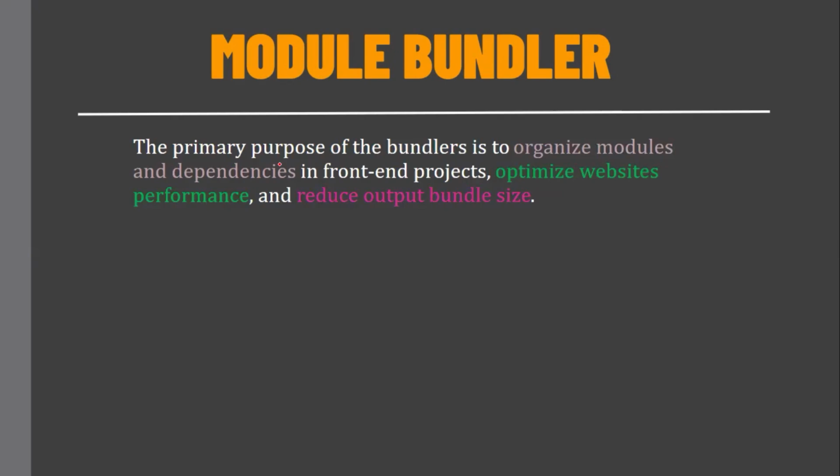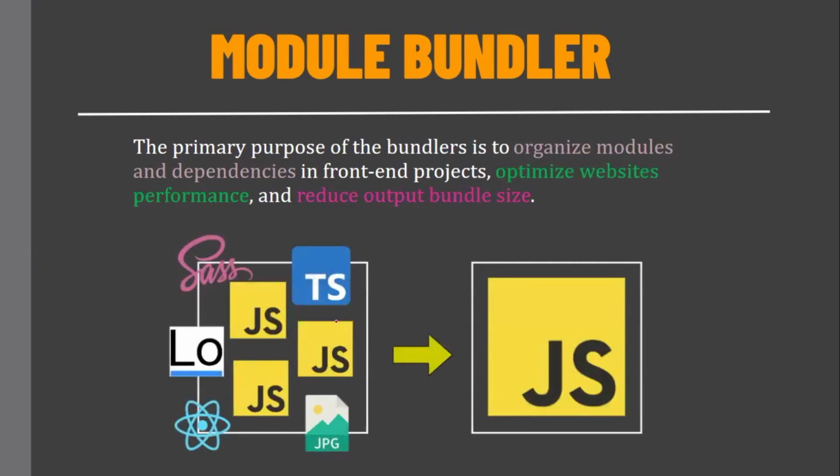The primary purpose of the bundler is to organize modules and dependencies in front-end projects. It optimizes website performance and reduces the output bundle size. If you look here, along with multiple JavaScript modules, we might have a project with TypeScript. Those files internally use different third-party libraries. It could be Lodash, Axios, or any other library.